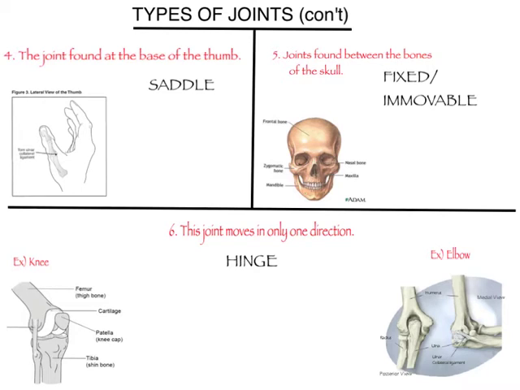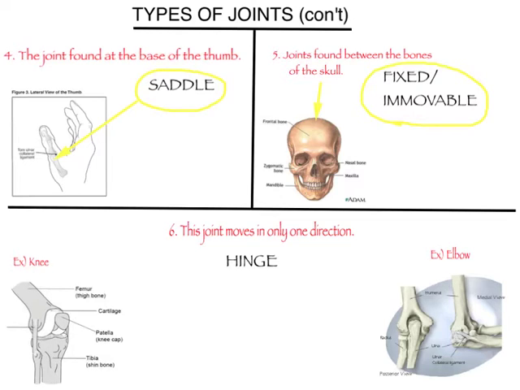The fourth type of joint that we're going to talk about is called a saddle joint. And that type of joint is found at the base of your thumb, right here. It allows movement in 2 directions. The fifth type of joint that we are going to talk about is a little bit different from the other joints in the fact that there's no movement. It's called a fixed or immovable joint. Examples of this are found between the bones of your skull.